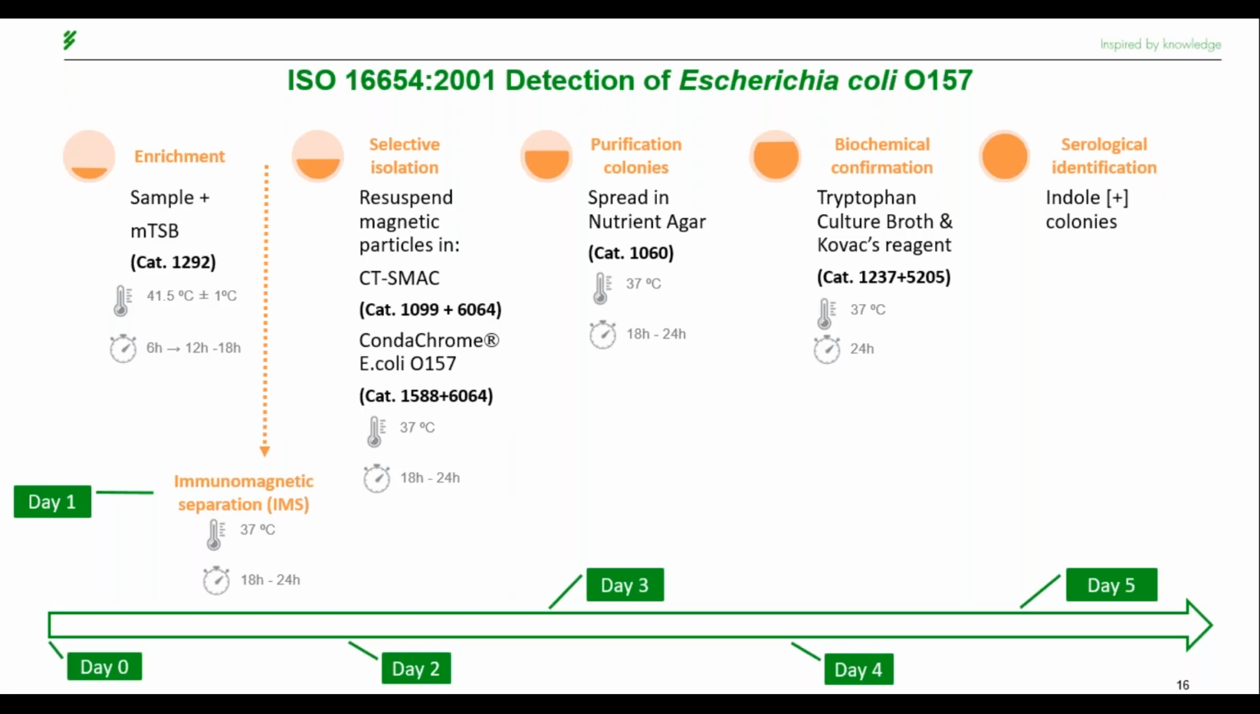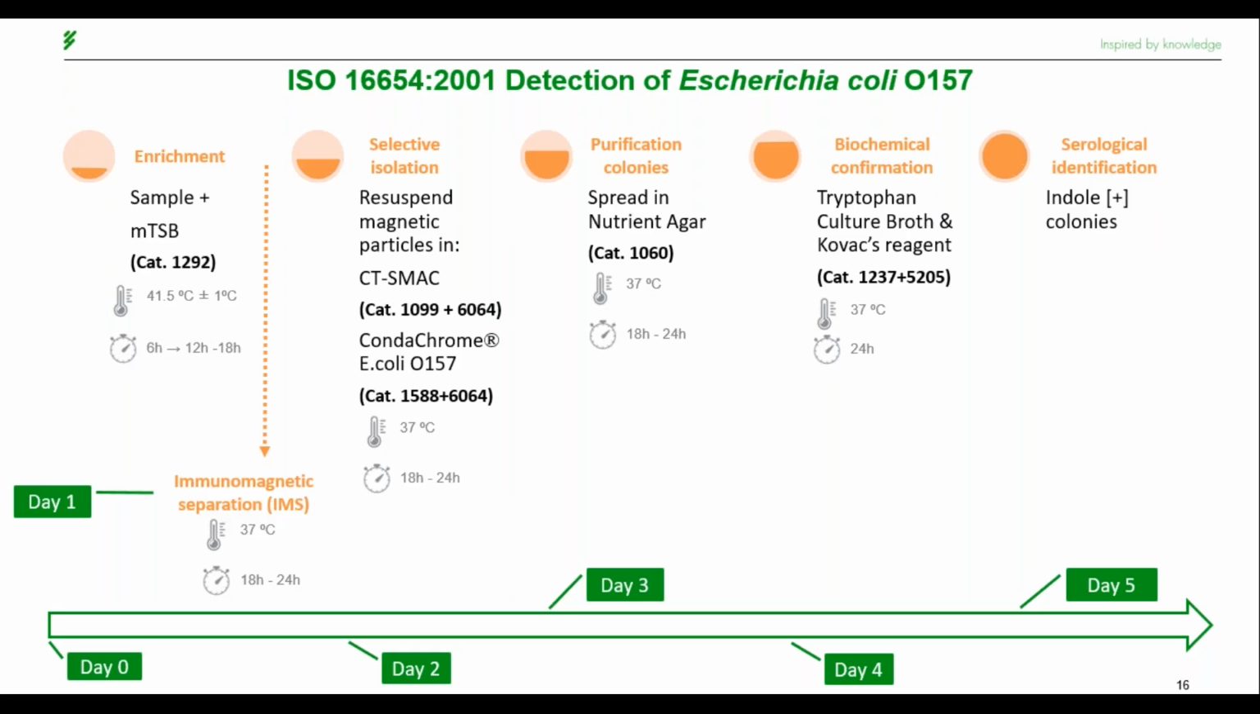To start, we must prepare an initial suspension. So to the sample, tryptic soy broth modified with novobiocin, or mTSB, is added to obtain a ratio of 1:10, mass to volume or volume to volume. This is incubated at 41.5 degrees Celsius for 6 hours and subsequently for a further 12 to 18 hours. Then immunomagnetic separation, IMS, should be carried out after 6 hours and again, if necessary, after 12 to 18 hours of incubation.